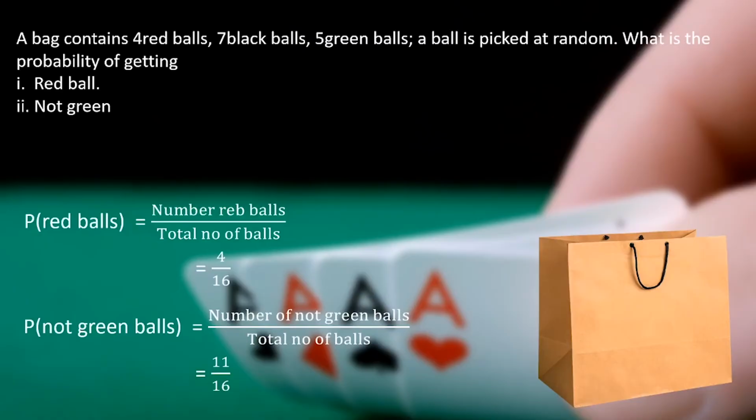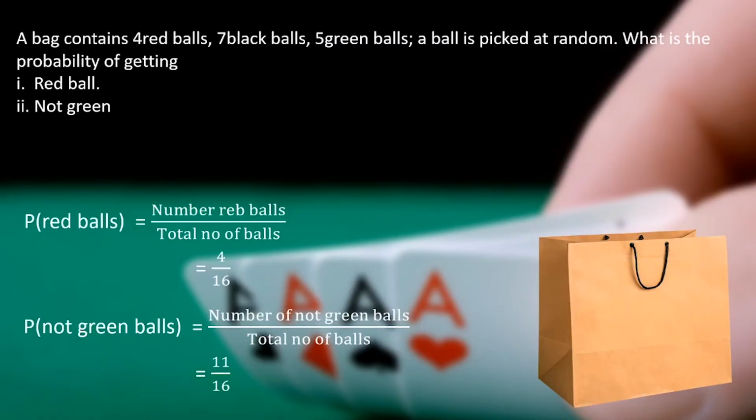Not a green. So when I say not a green color, red can be a color which is not green. Black also is a color which is not green, right? So there are 2 sets of colors. So 4 plus 7 total becomes 11. All these 11 balls are not green, right? They're different colors. So 11 upon 16.